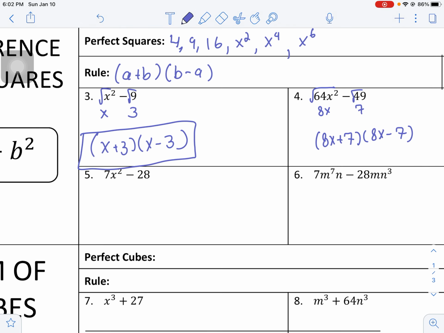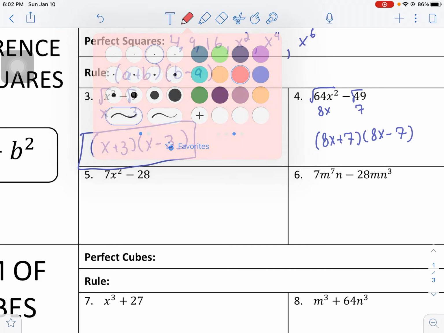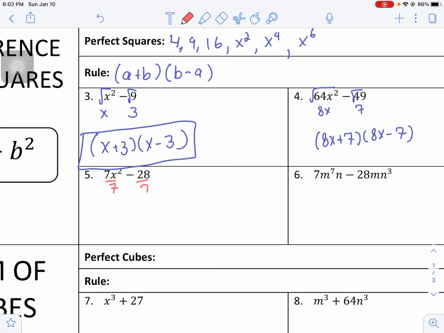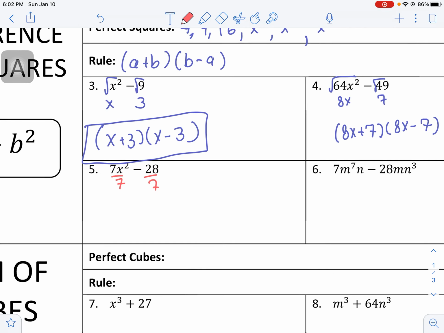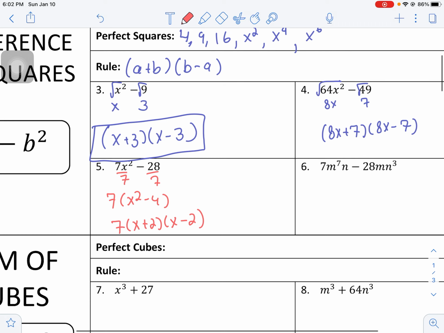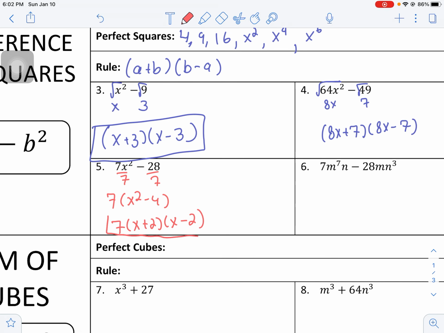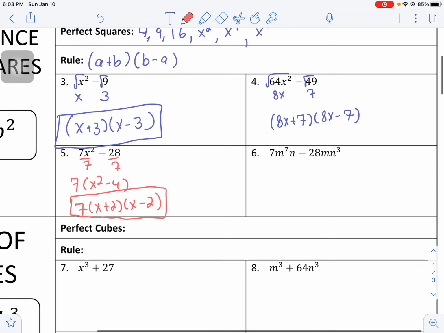Working down a little bit lower, so right here to number 5, you can see that 7 is not a perfect square. So in order to first do this question, we need to take that 7 out so that we actually can get a perfect square. So that's 7 factored to the front, x squared minus 4. Now we have a difference of squares, right? So that's going to be 7, x plus 2, x minus 2. And you have to make sure you keep that 7 in there because it's the greatest common factor that got pulled out at the beginning.